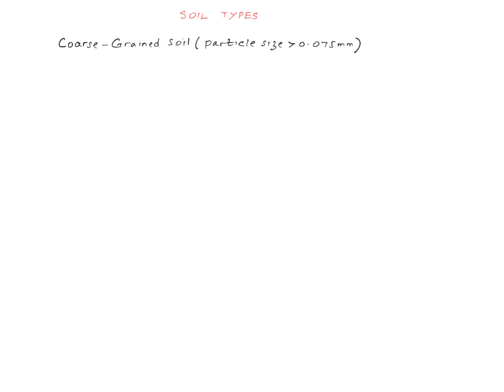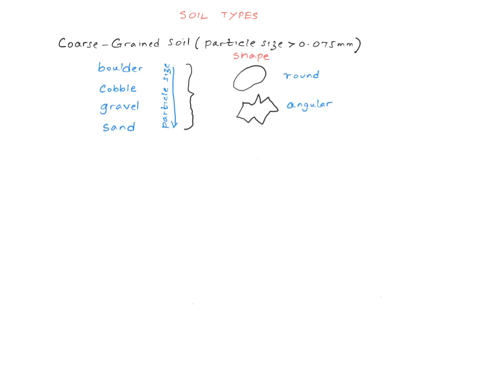The soil is divided into two categories. Those with the particle size greater than 0.075 millimeter belong to this group called coarse-grained soil. So boulder, cobble, gravel, and sand belong in this group here. The particle size decreases as you go down in this list here. In terms of shape, some of them are kind of smooth and round like this, and the others are angular like this one right here.